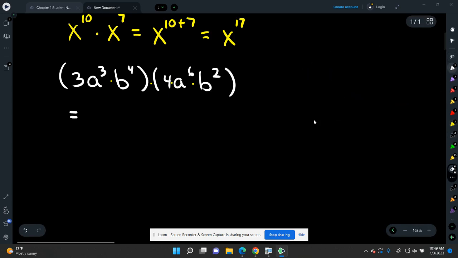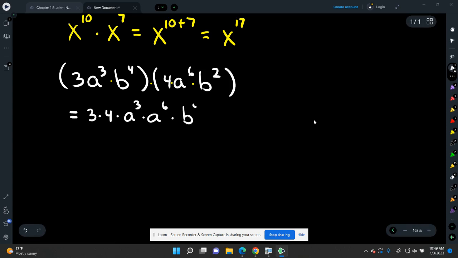So I'm going to rearrange these and I'm going to group the like terms together. So I'm going to do 3 times 4 times a to the 3rd times a to the 6th times b to the 4th times b squared. That's going to help me to see what exponents I have to add together. All I did was rearrange it, putting my like terms together.